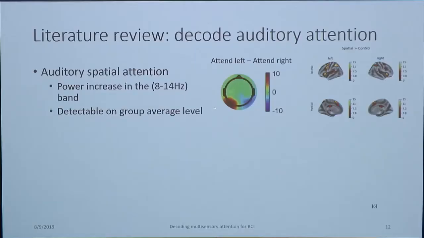And in order to do that, our brain elicits some alpha power. If we are paying attention to our left side, the ipsilateral side, which is the left side of your brain, will have some increased alpha power. And the same when you are paying attention to the right side, alpha power will also be increased.